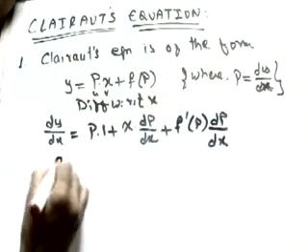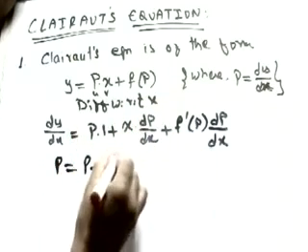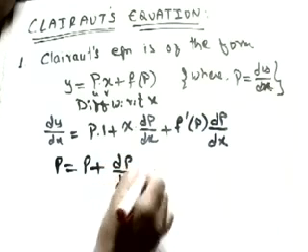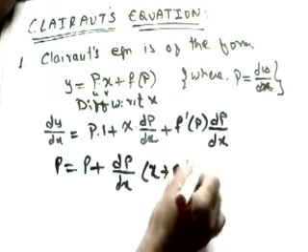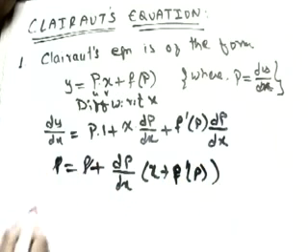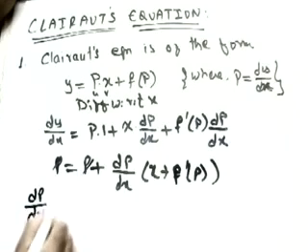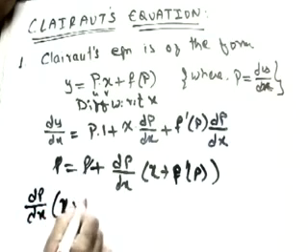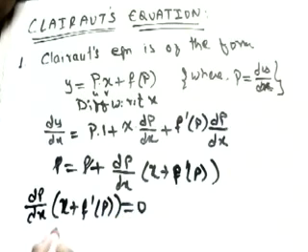Now dy by dx is p. So we write p equals p plus, let me take common from these two, dp by dx into x plus f dash p. So this p will get cancelled. What is left here is dp by dx into x plus f dash p equals 0.